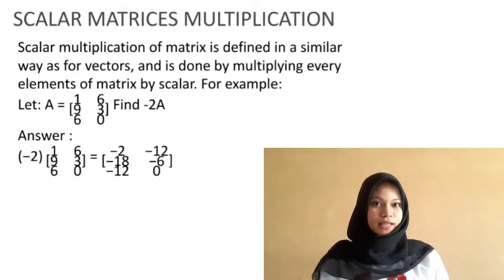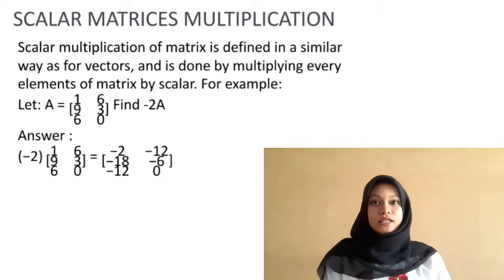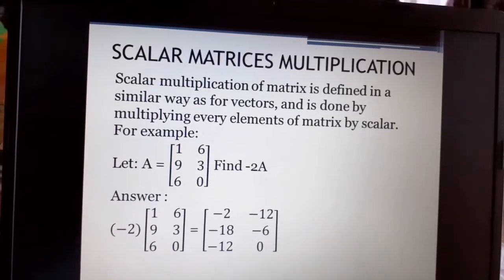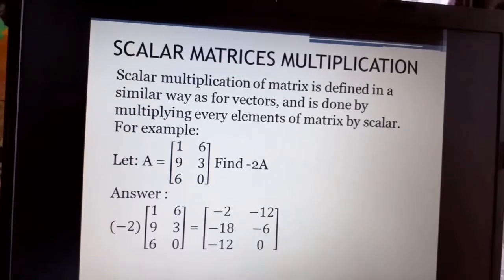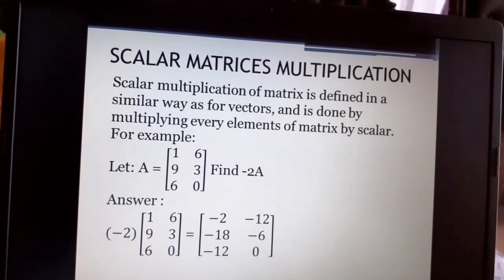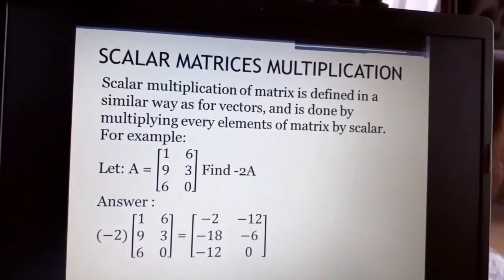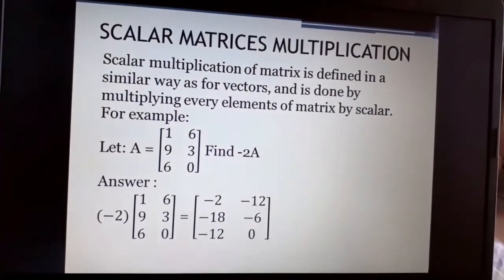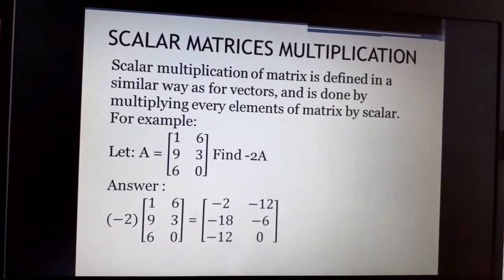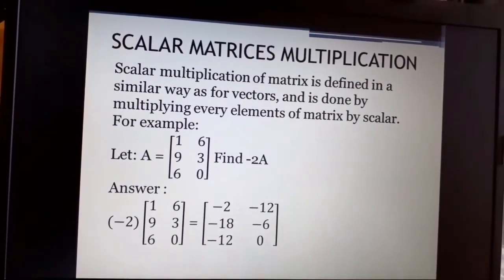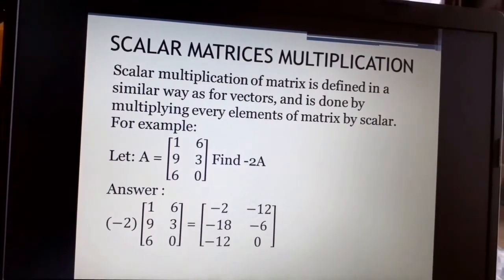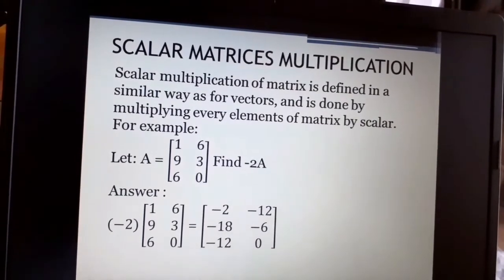Scalar matrix multiplication. Scalar matrix multiplication is multiplying every element of a matrix by a scalar. Example of scalar matrix multiplication. Let A be matrix 1, 6, 9, 3, 6, 0 and find negative 2 times A. Answer: negative 2 is the scalar, and we multiply negative 2 to every element of matrix A.